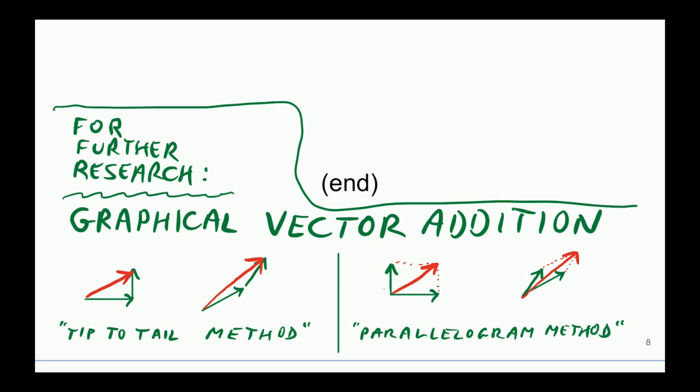And I, in this class, will be jumping more to quantitative measurements that don't depend on accurate drawing. So if you're interested in graphical vector addition and the concept of adding vectors and what it means to add a vector in 2 dimensions, check that out. You can look up these keywords, tip-to-tail method and parallelogram method.